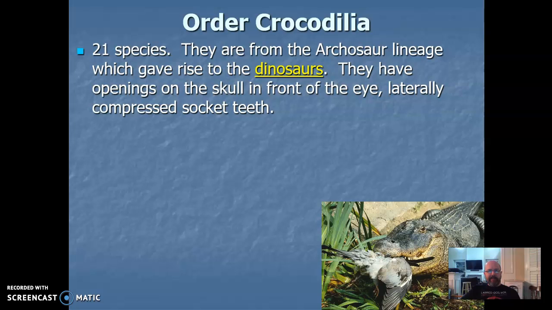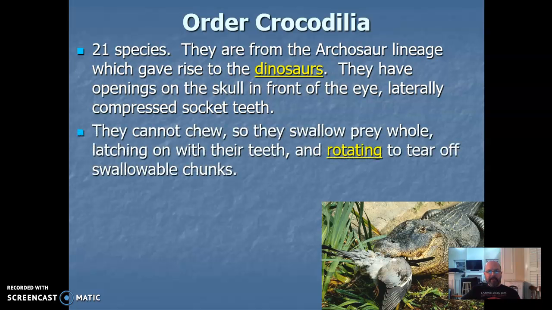They have laterally compressed socket teeth. So basically their jaw has little holes in them, and the teeth fit into those sockets. They can't chew. So one of the things that they do is they swallow their prey whole. They will latch on with their teeth, and then they rotate to tear off swallowable chunks.